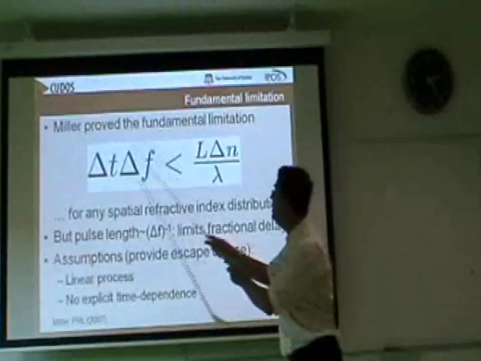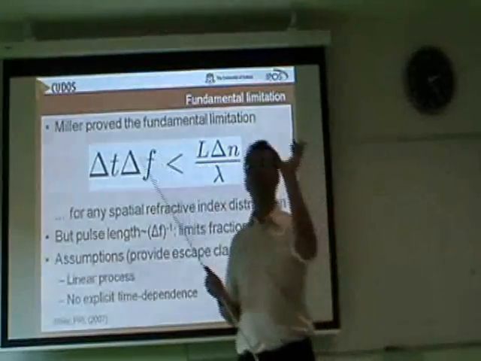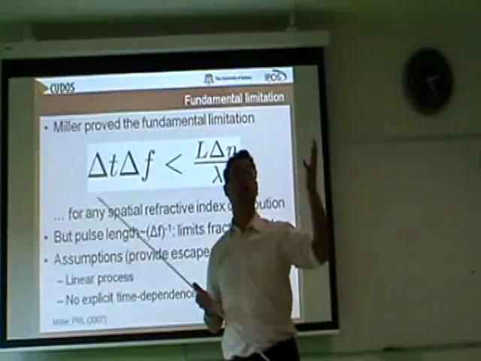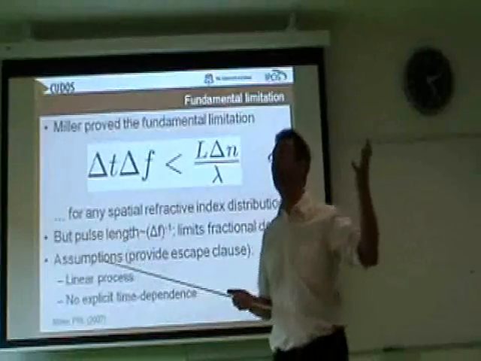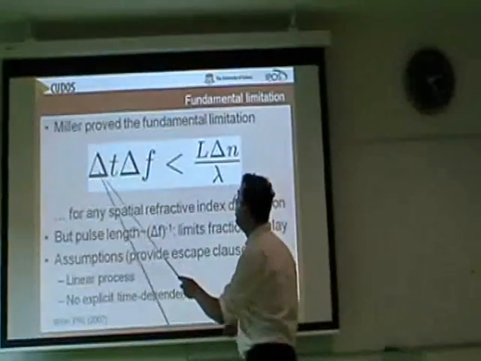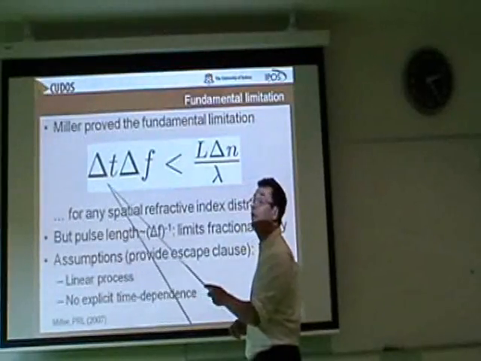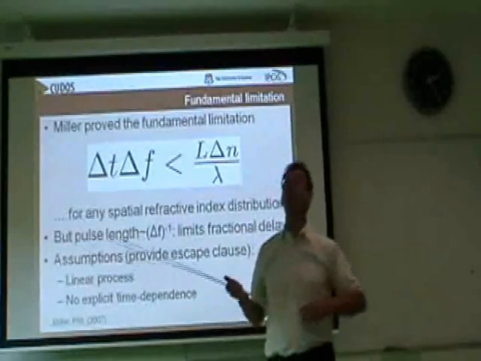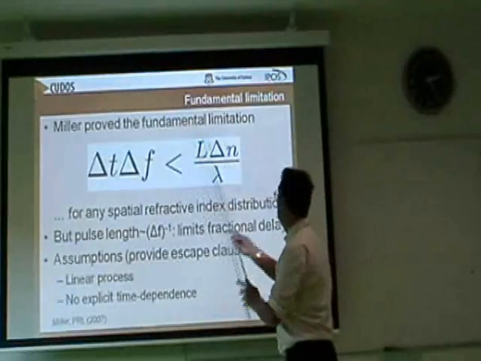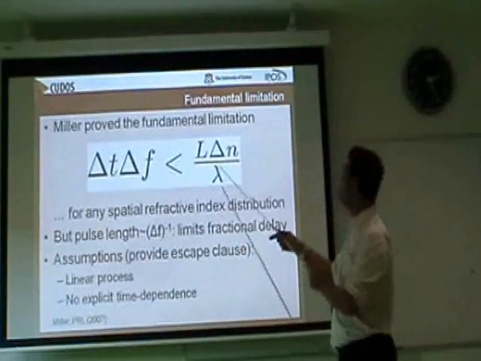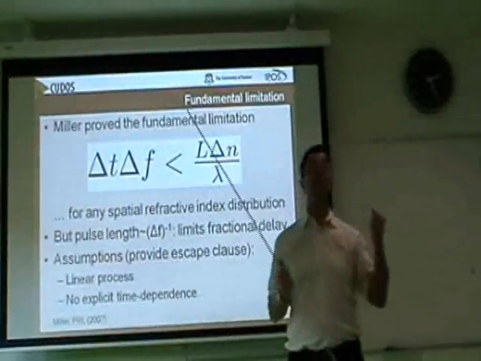But let us look at this in a slightly different way. Delta F, for a transform limited pulse, the bandwidth is roughly the inverse of the pulse length, and the factor there is about unity. So what you see on the left-hand side is essentially the delay you get divided by the pulse width, and I call that the fractional delay. And the fractional delay is limited in some way. You can make the structure longer and you get more delay, but there is a natural limit to what you can do.